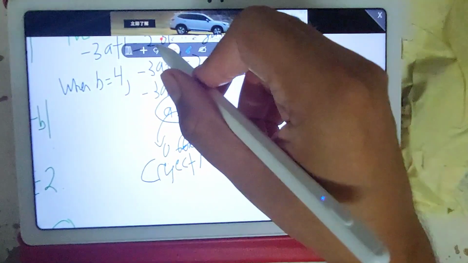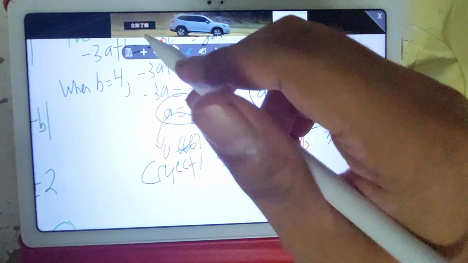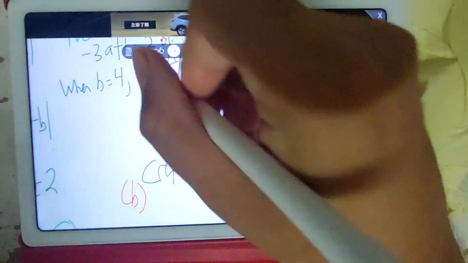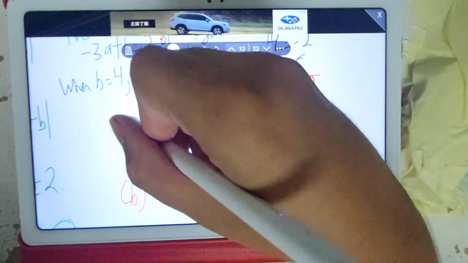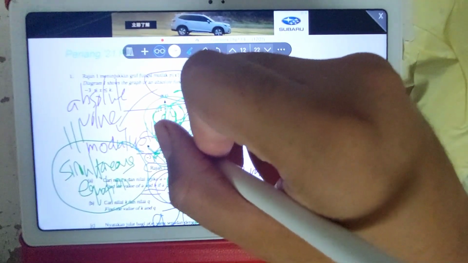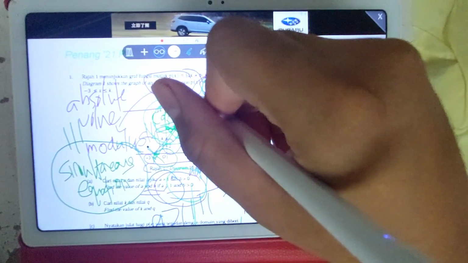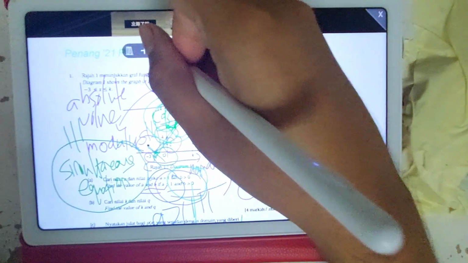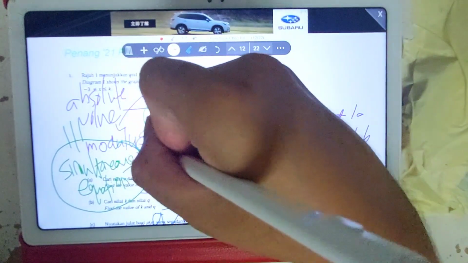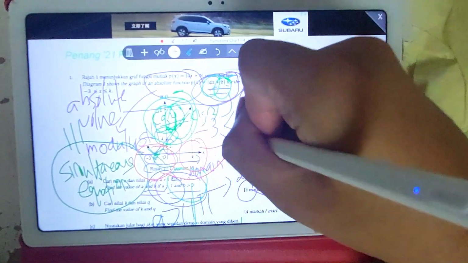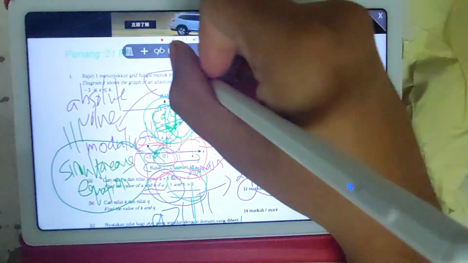So how to do part B? Part B is find the values of K and Q. So first of all, you need to know what the K value is representing and what the Q value is representing. K and Q actually mean the X value over here in this case.